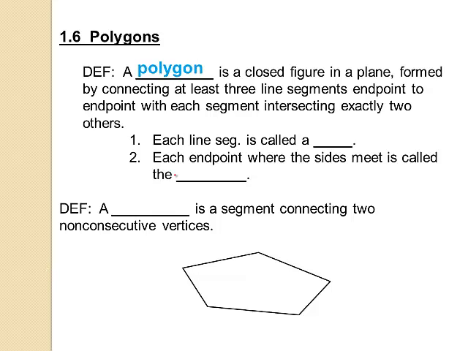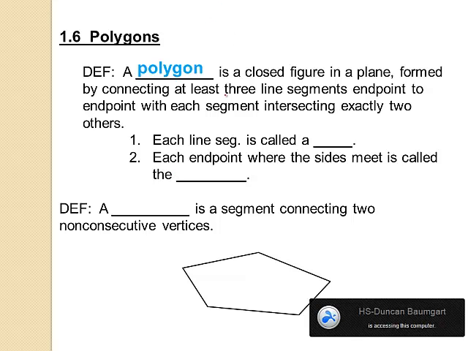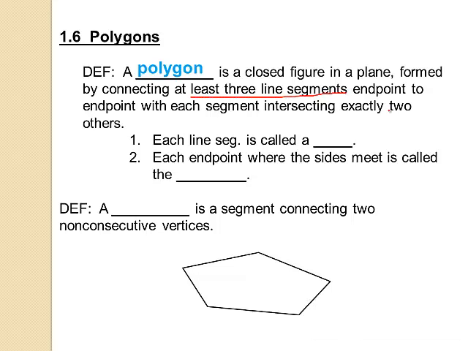A polygon is going to be a closed figure in a plane, which means it's going to be on a two-dimensional surface. It's formed by connecting at least 3 line segments. You can't have anything less than that. A triangle is the smallest polygon that you can have. Endpoint to endpoint, with each segment intersecting exactly 2 others. These 2 points are key when defining a polygon or seeing if a figure is a polygon.